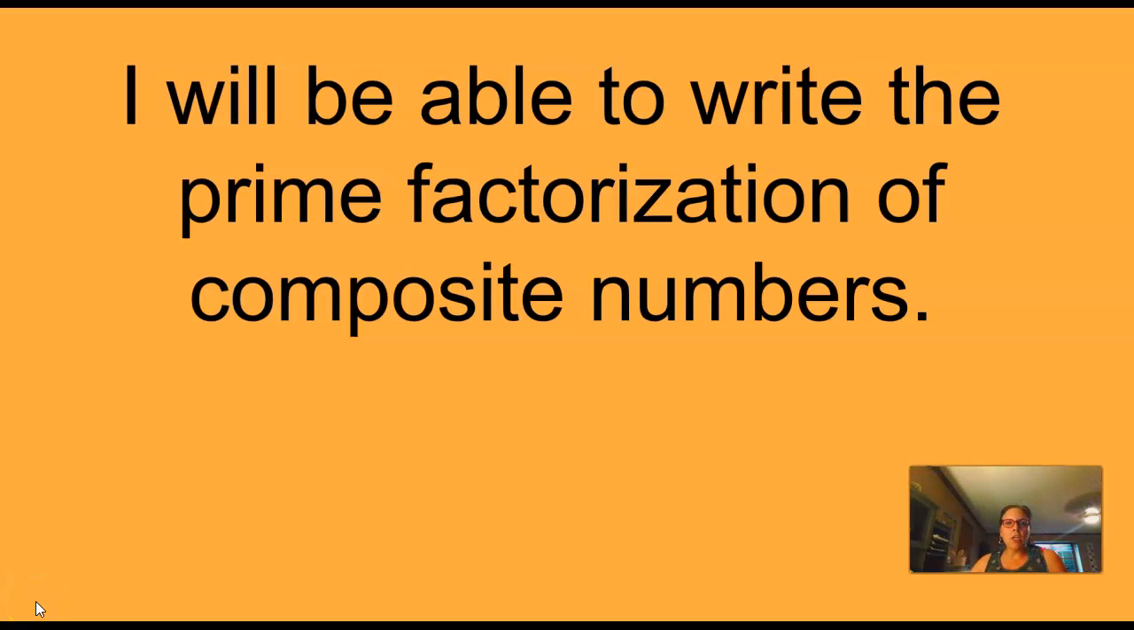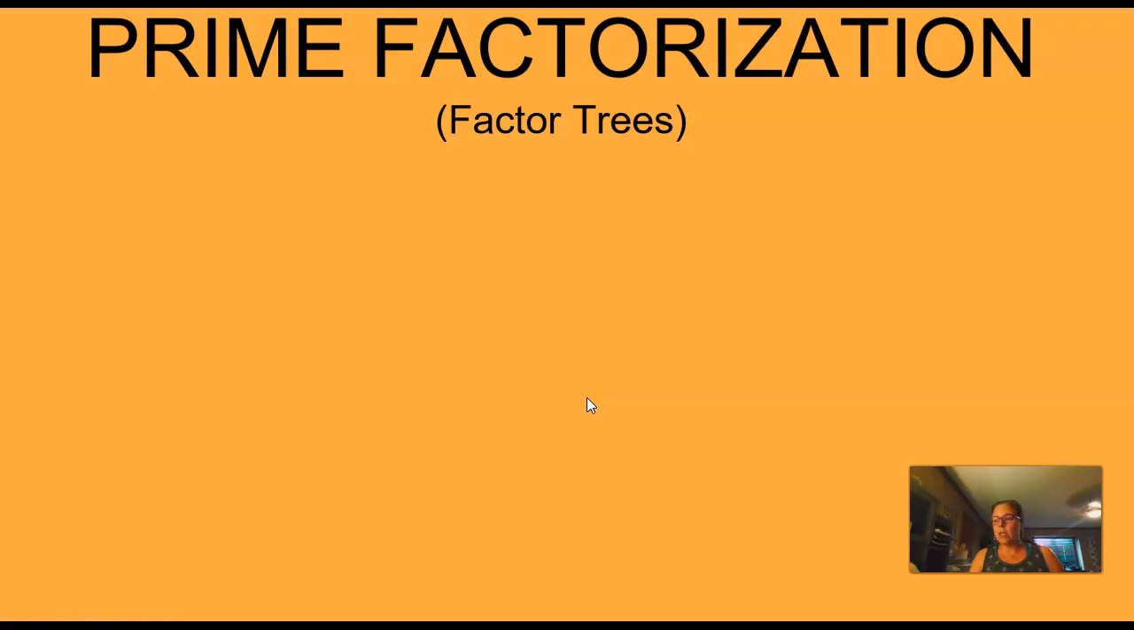Right, today you will be able to write prime factorization of composite numbers. So that's lots of vocab words that we need. So prime and then composite, which we've already talked about. So you need to write this down. So this is 1.4 prime factorization. Okay, you're going to use factor trees today.